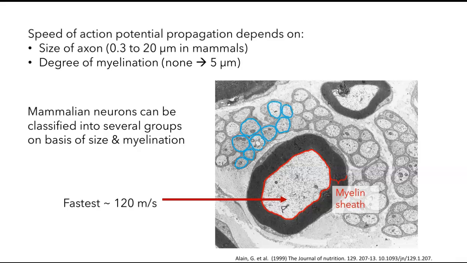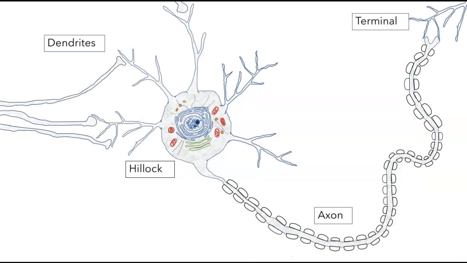Other axons in this image, the ones that I've outlined in blue, are quite a bit smaller, and you can see that they're not myelinated as much. These neurons might propagate action potentials only at half a meter per second. So there can be a big range of speeds in how fast the nervous system can process information, and it's largely related to myelination.